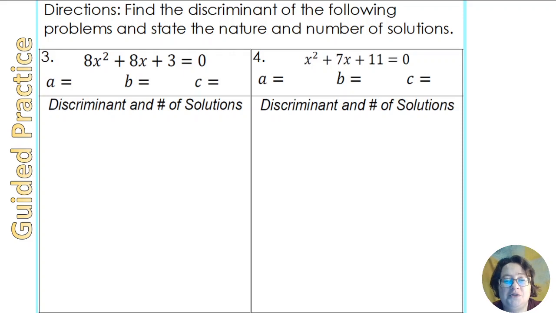All right, now you try. Pause right here, plug in your a, b, and c values, find your discriminant, and then hit play for your answers.